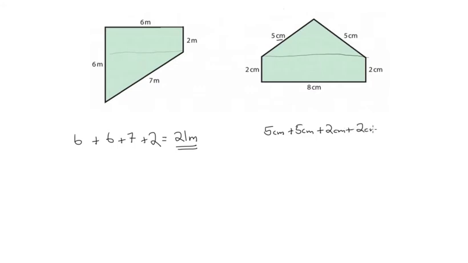Plus another 2 centimeters, plus 8 centimeters. Now let me just check and make sure that I have counted all the sides. So I have an 8 centimeters, I have a 2 centimeters, I have another 2 centimeters, I have a 5 centimeters, and I have another 5 centimeters. I'm just making sure that I've counted up all the sides. So 5 plus 5 is 10, plus 2 is 12, plus another 2 is 14, plus 8 is 22. So the answer is 22 centimeters.